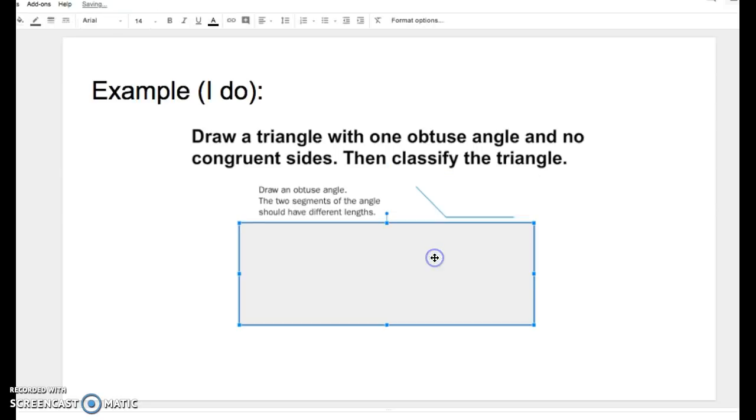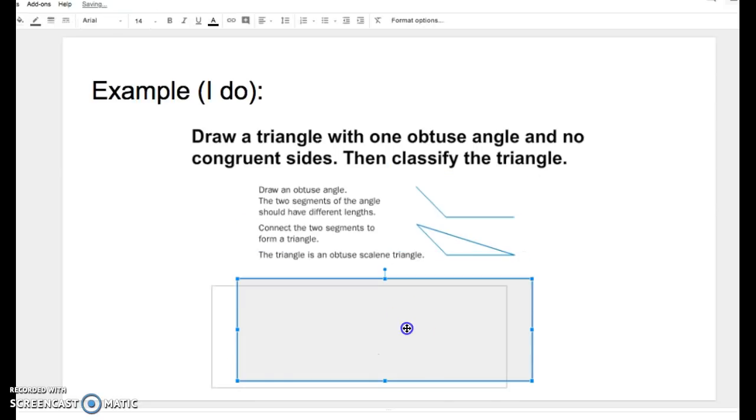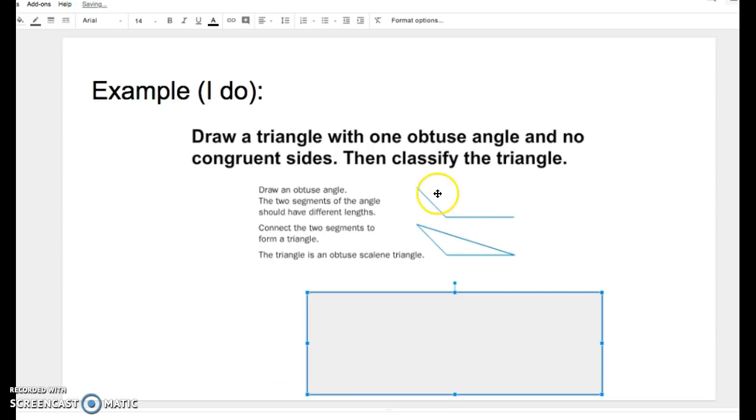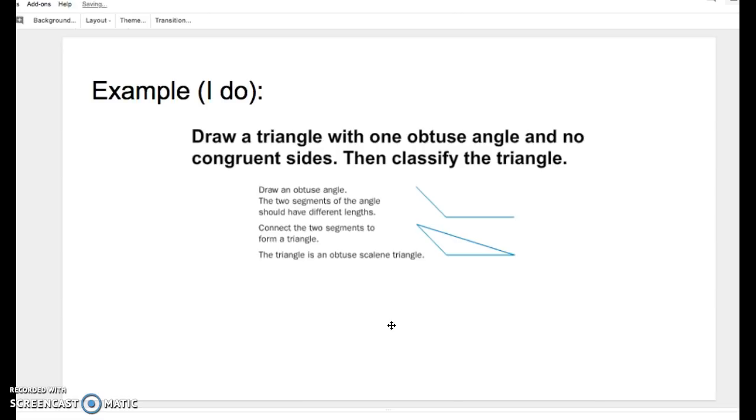Okay, so when you're drawing this triangle, you're going to draw an obtuse angle with 2 segments that have different lengths. Then you're just going to connect the 2 segments, and to justify it, you're going to say the triangle is an obtuse scalene, so that's how you're going to classify it. The justification would be because it has an obtuse angle, no side lengths are the same. So again, tying it back to that vocabulary.